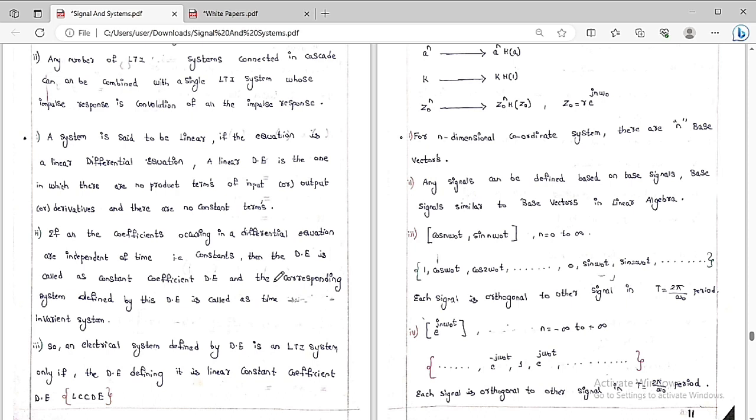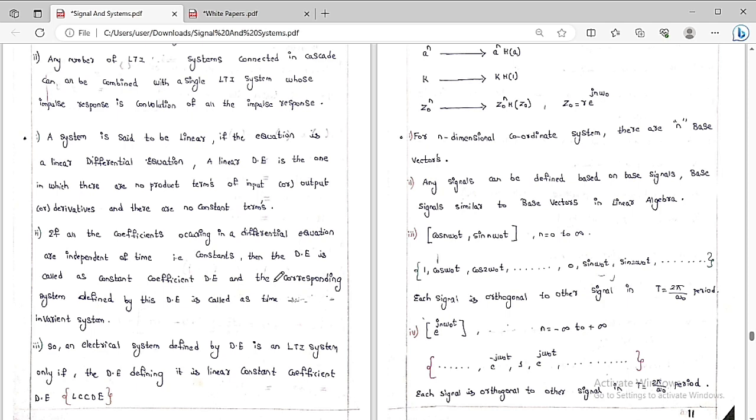So in a given differential equation, if there are no product terms of input, no product terms of output, no product terms of derivative, and there are no constant terms, then by default we can say it is a linear differential equation.